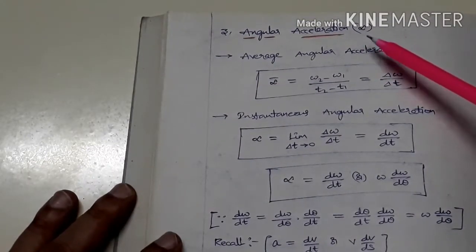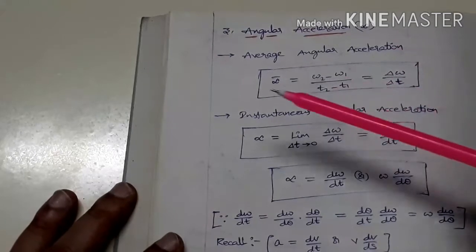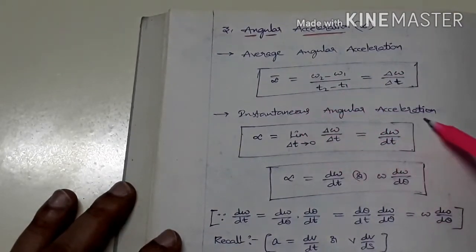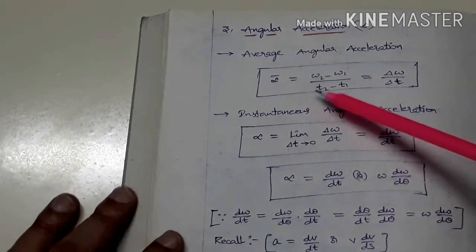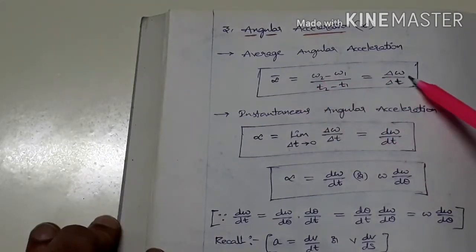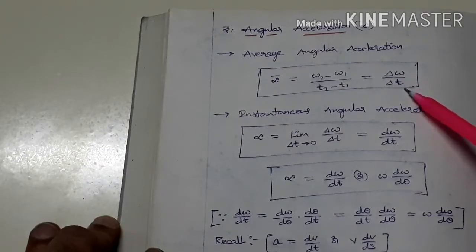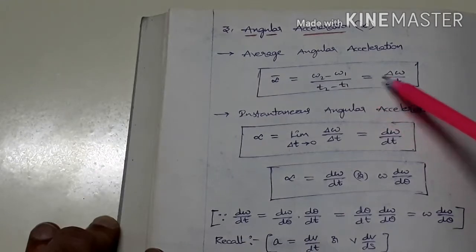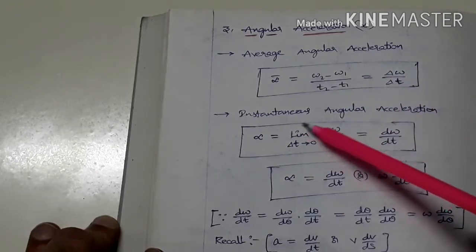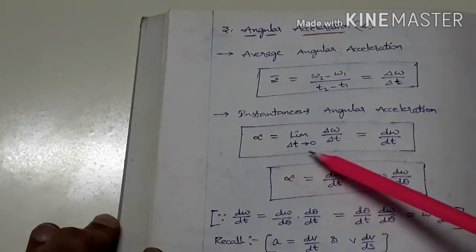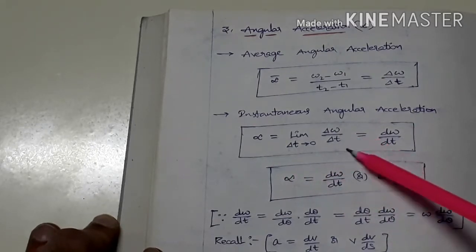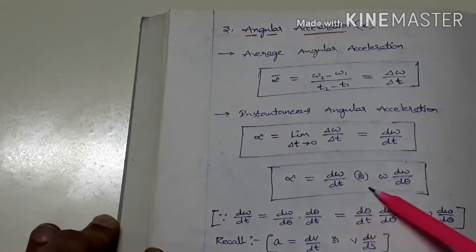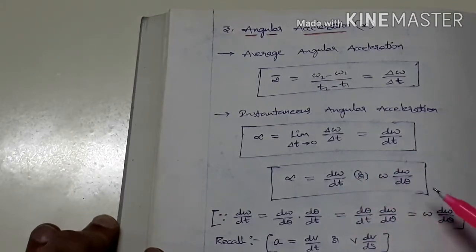Angular acceleration alpha. So average angular acceleration and instantaneous angular acceleration. Average angular acceleration alpha bar equal to total change in angular velocity by total time interval. So alpha bar equal to omega 2 minus omega 1 by t2 minus t1. This is equal to delta omega by delta t. And instantaneous angular acceleration alpha equal to limit delta t tends to 0, delta omega by delta t, that equal to d omega by dt. So alpha equal to d omega by dt or omega d omega by d theta.